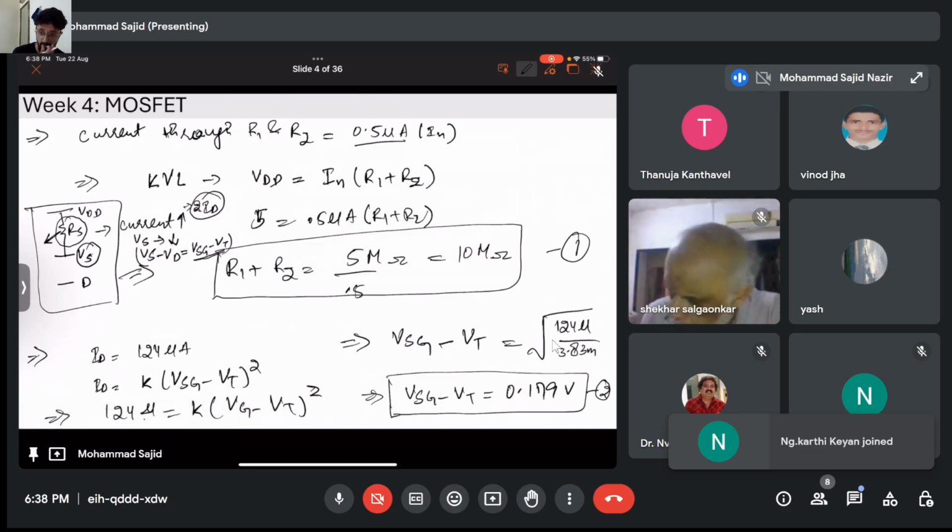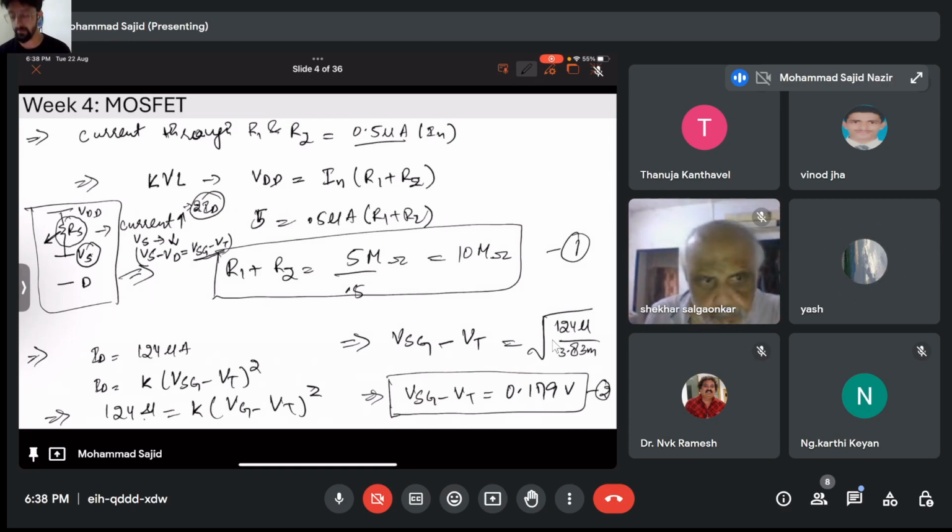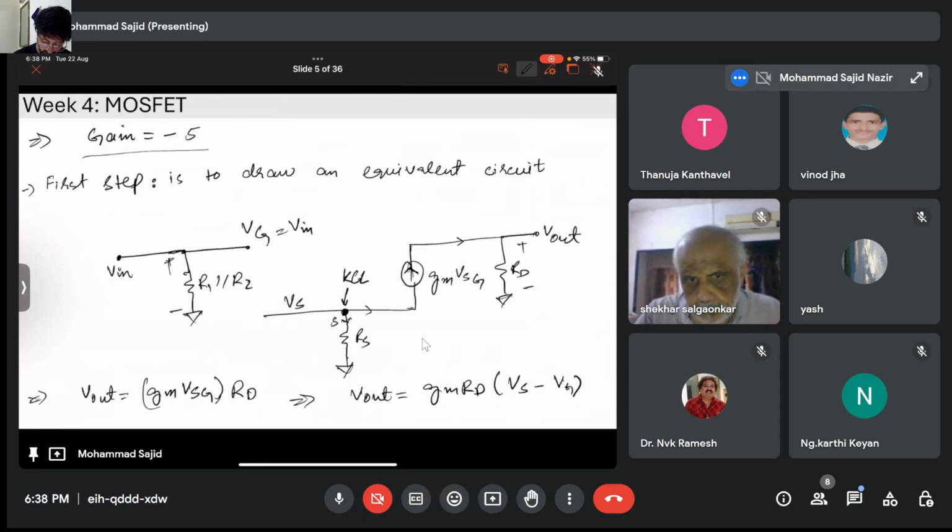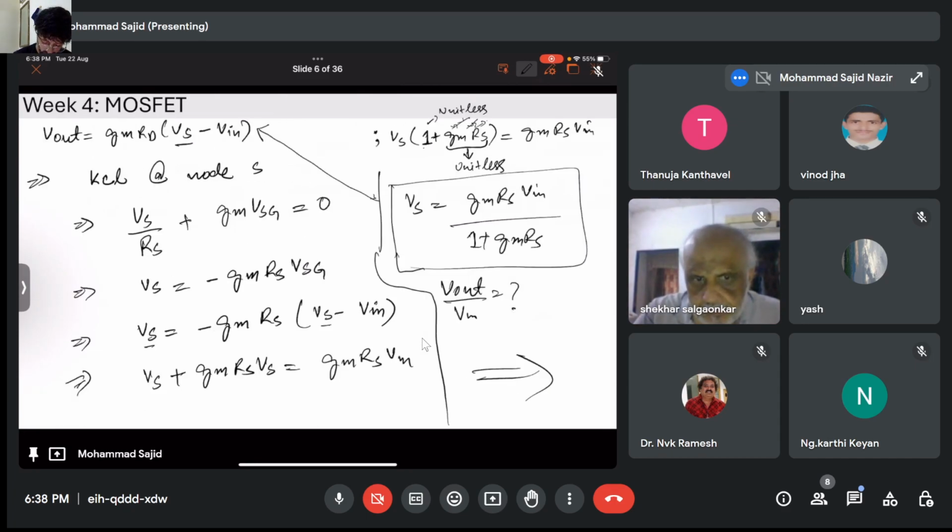I can repeat if you want. I can repeat. No, sir, understood. Thank you. Okay. Anyone else has some question about it? Because this was the important part of this question to solve the whole question. If anyone else has some doubt, I can explain again. Anyone has any doubts how we calculated gain and all?